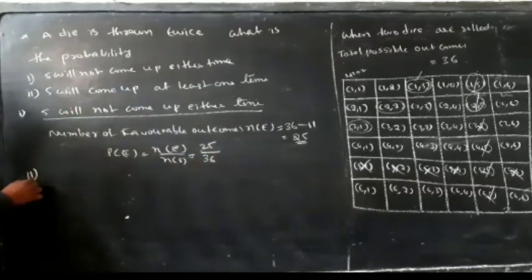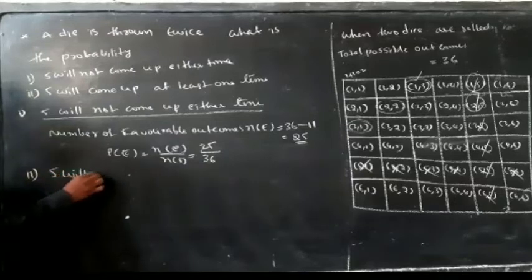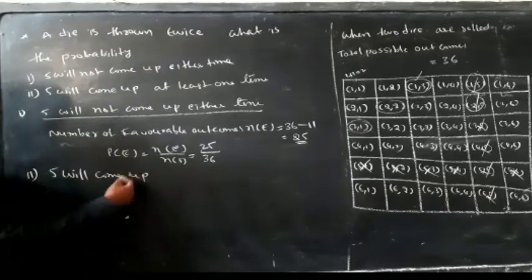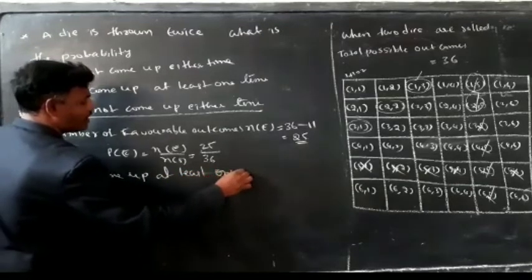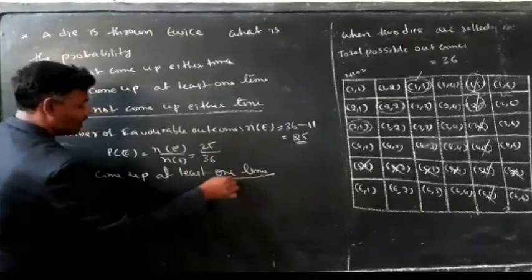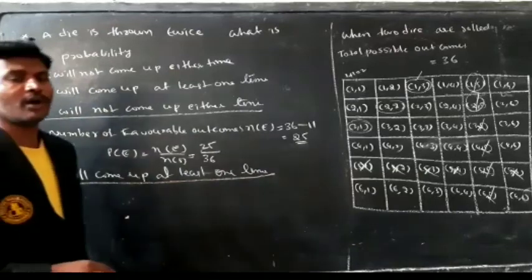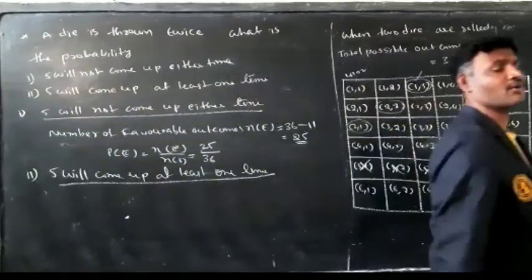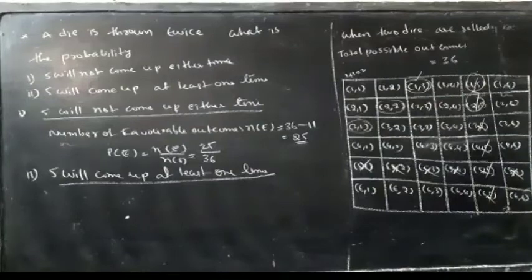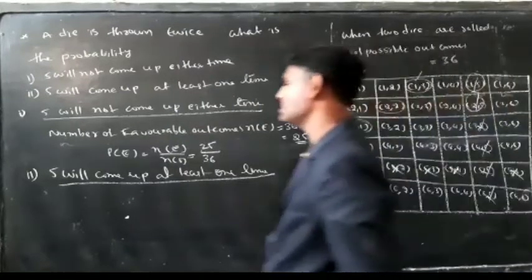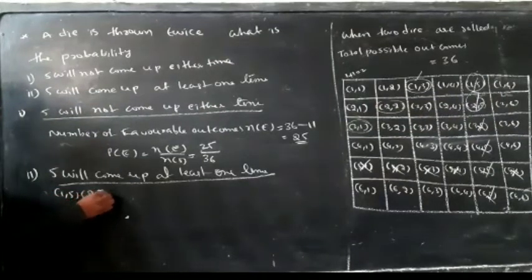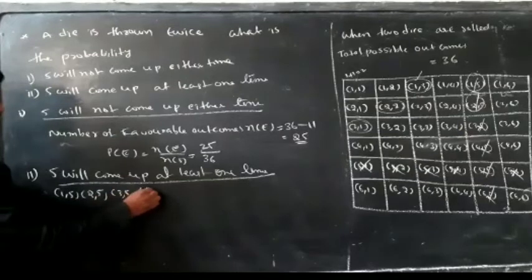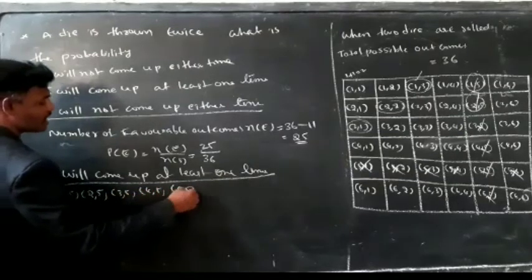What about the second question? 5 will come up at least one time. At least one time. In the first condition, I removed all pairs which are showing 5. But in the second condition, I need pairs which are showing 5. So how many pairs here? See here. First, 1 comma 5, 2 comma 5, 3 comma 5, 4 comma 5, and also 6 comma 5.